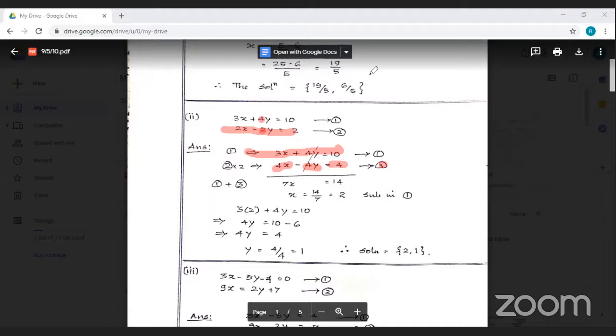Then by doing subtraction or addition, it will get cancelled. Subtraction, sir. Why do you want to subtract? Because different signs are there. If you add, it will get cancelled. One is plus, one is minus. If you want to subtract, then you have to subtract once the signs are the same.